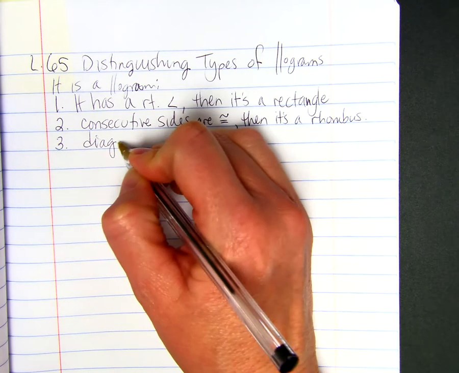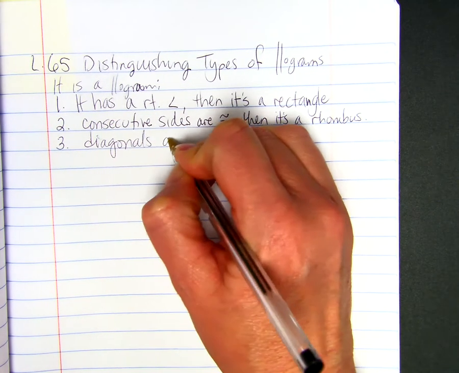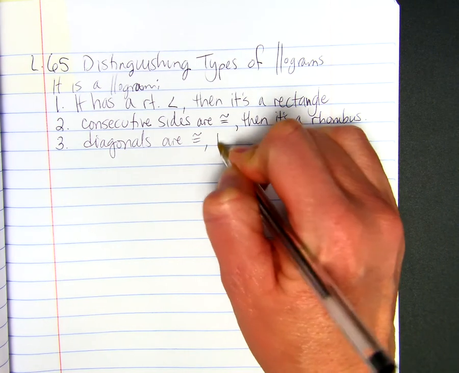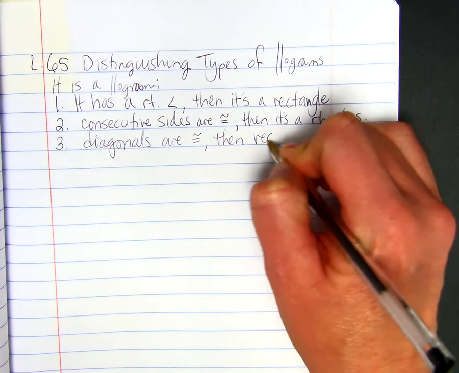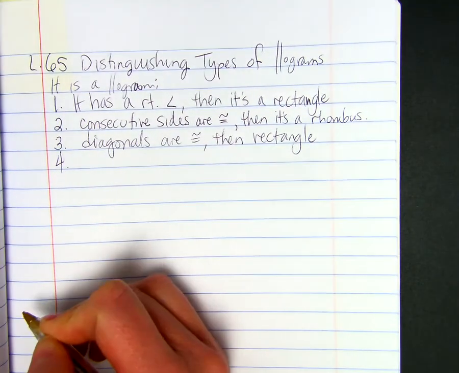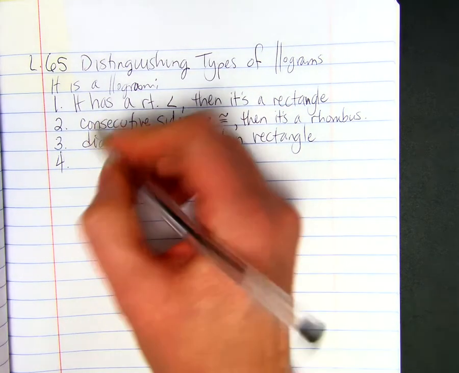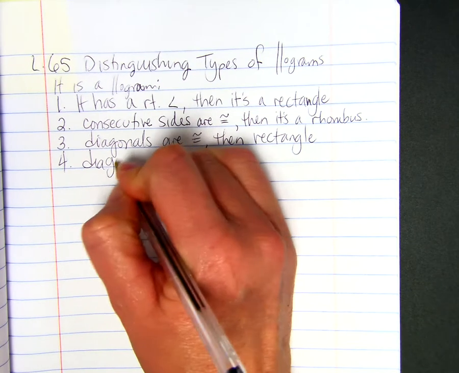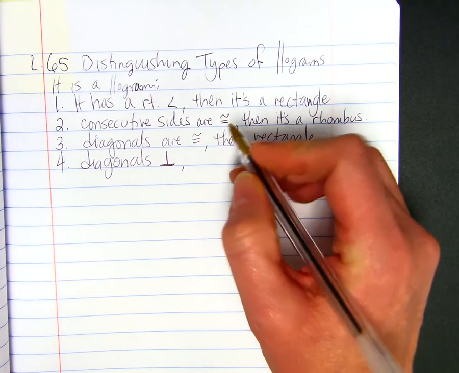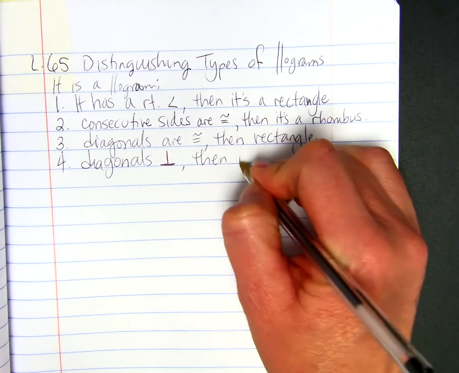Diagonals are congruent, then it's a rectangle. I write less and less words as we go. If the diagonals are perpendicular, then it's a rhombus.